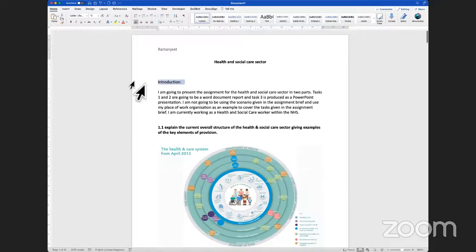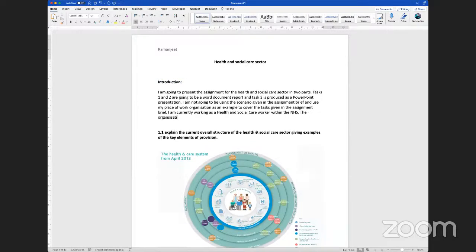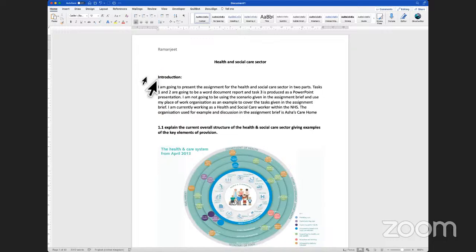Now, what I'm also going to do is note that the organization used for example and discussions in the assignment brief is ASHA's care home. So I've explained this so that when I get your assignment and I start assessing it, I clearly know that this is what the student has done and this is how the assignment has been done.